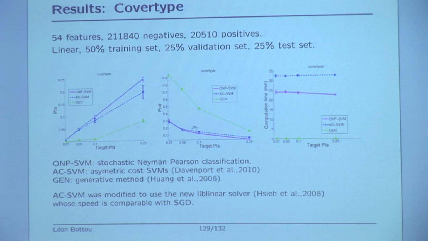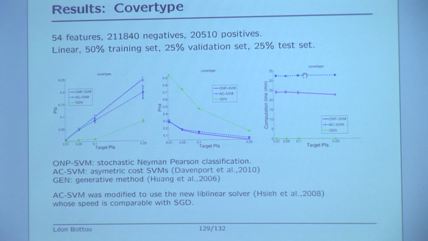So again, the probability of non-detection, they're pretty much the same because it's the same model, except for the generative model that's completely off because it's off here as well. And if you look at the time, you see that the online approach is a bit faster than the AC SVM.